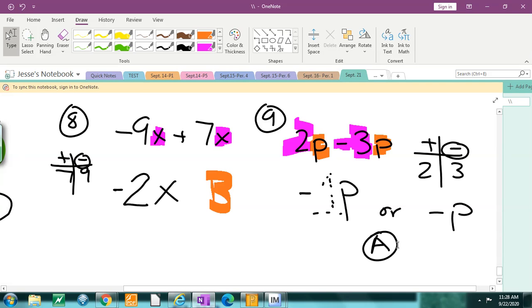Okay, so far so good. Remember, if you got it right, put a little check. If you got this t-chart, yep, that's right. All right, so there you go. And then number 10.